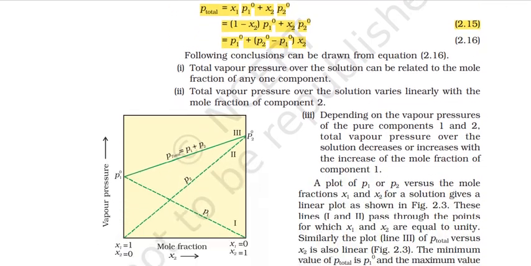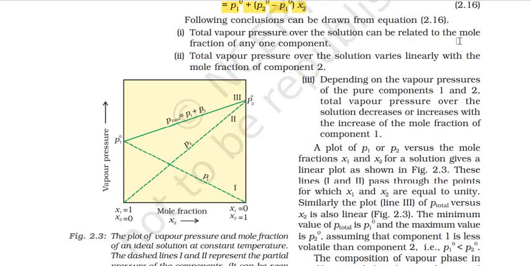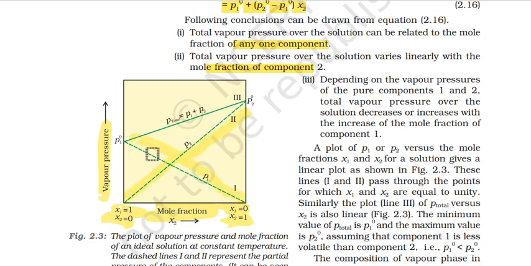Total vapor pressure over the solution can be related to the mole fraction of any one component, because the other will become 1 minus that. Fine. Total vapor pressure over the solution varies linearly with the mole fraction. Okay, if you take vapor pressure here and mole fraction here, here is one component, here is the other component, and this will vary linearly. Then from here to here, and P total you make by joining these. Depending on the vapor pressures of the pure components 1 and 2, total vapor pressure over the solution decreases or increases with the increase of the mole fraction of component 1.